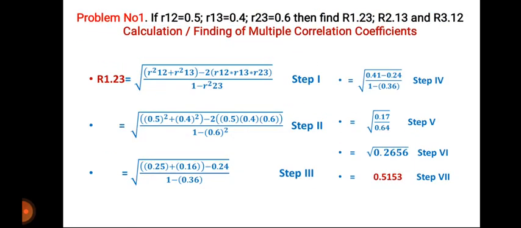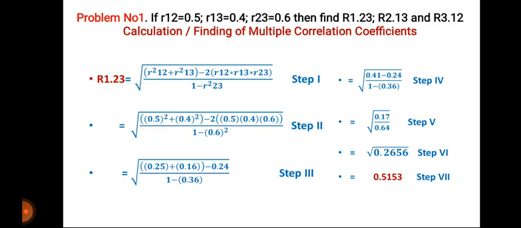The problem is: R12 is equal to 0.5, R13 is equal to 0.4, R23 is equal to 0.6. Then find the multiple correlation coefficients R1.23, R2.13 and R3.12, by using the formula. Firstly, R1.23.